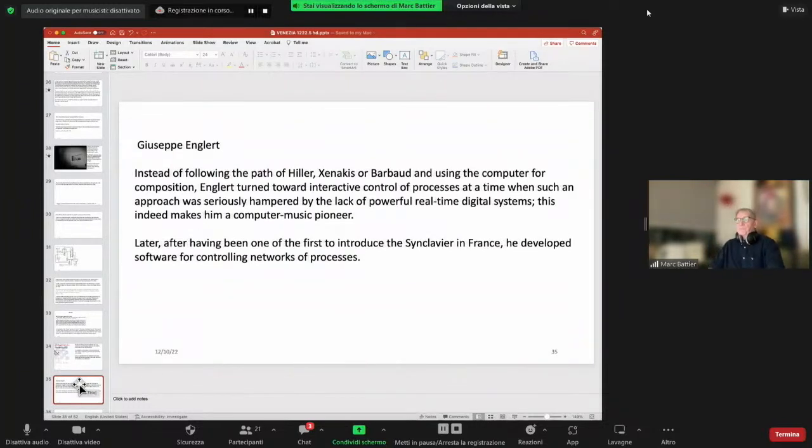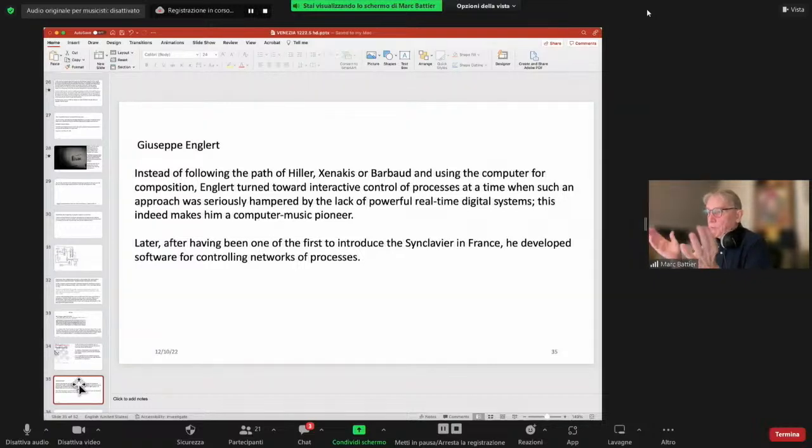Now, in the 1970s, I'm going to talk about Giuseppe Englert, a Swiss composer living in France. Instead of following the path of Hiller, Xenakis, or Barbaud and using the computer for composition, Englert turned towards interactive control of processes. At a time when such an approach was seriously hampered by the lack of a powerful real-time digital system. This indeed makes him a computer music pioneer.